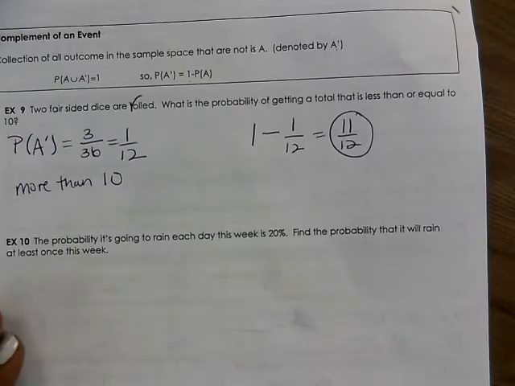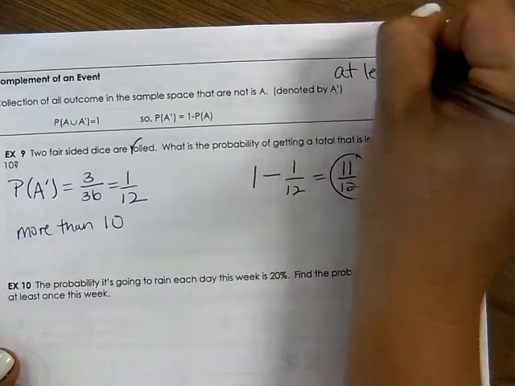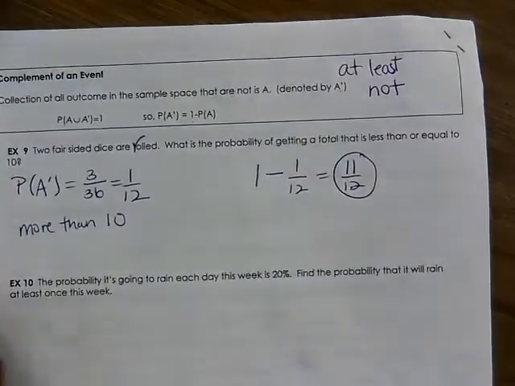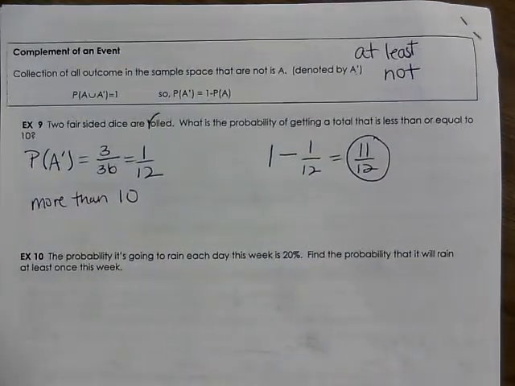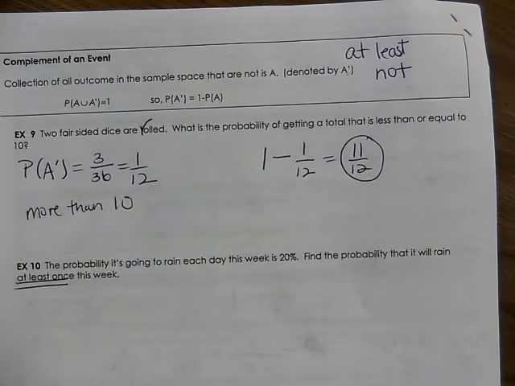So, keywords to look for in this are like at least or not. Those are good keywords to look for to know that you should do the complement. Now that did require us to do the previous one, but let's look at example 10. The probability that it's going to rain each day this week is 20%. Find the probability that it will rain at least once this week. So right here is a good hint.